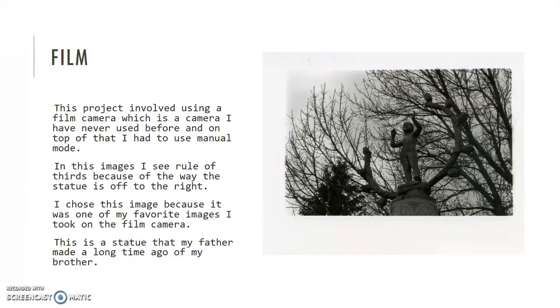In this image, I see a rule of thirds because of the way the statue is off to the right. I chose this image because it was one of my favorite images I took on the film camera. This is actually a statue that my father made a long time ago of my brother. My father is an artist and he actually has a lot of work around the area, like statues and murals.